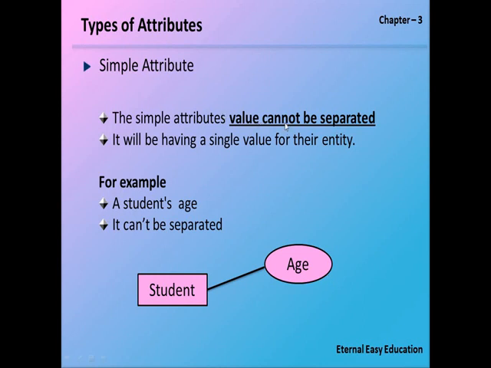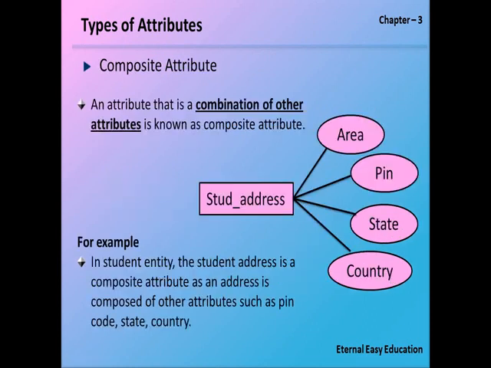Next, simple. A simple attribute's value cannot be separated. If it is separated, then it has no meaning. For example, a student with attribute age, and age will be 12, 25, 75. I cannot split the number 75 into 7 and 5, then it will be meaningless.